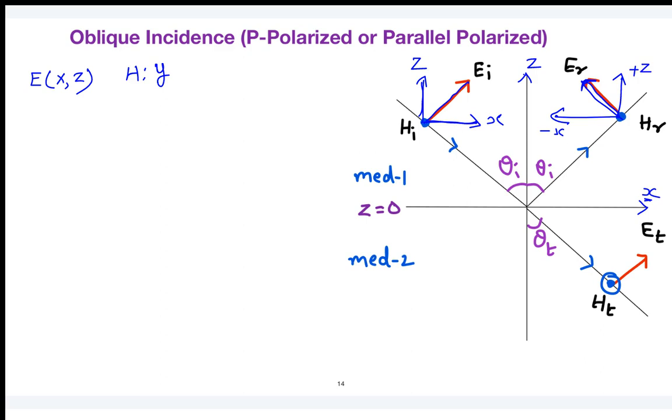Very good. Similarly, can you tell me about ET, the transmitted electric field? How will it be resolved? Positive x and positive z. Very good. This is your positive x and this is your positive z. I hope you are familiar with that. Now, in the same way, can you tell me the direction of propagation? How will you resolve the direction of propagation for the incident wave?